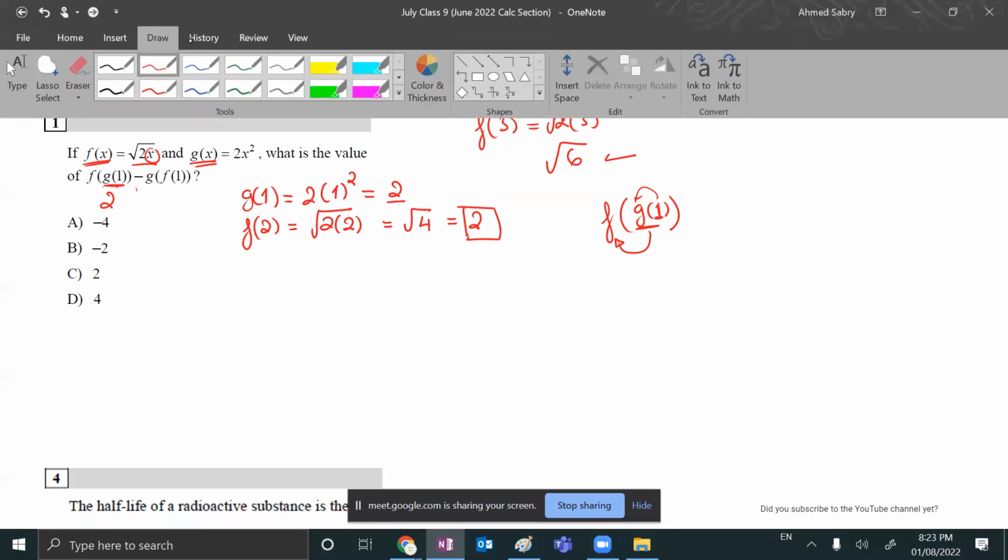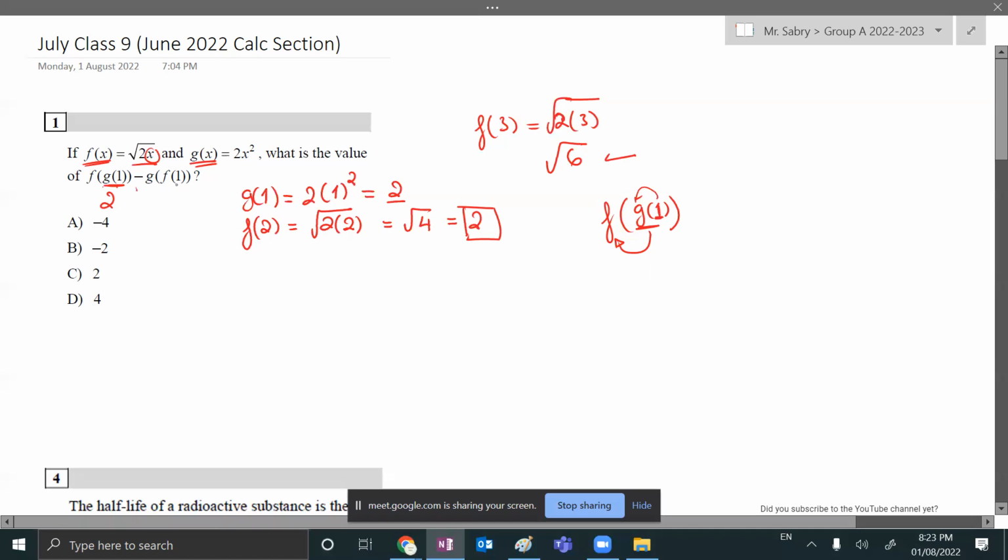Now let's get g of f of 1. So first we'll work inside out. The 1, I'll take it inside the f, and then whatever comes out, I'll take it inside the g. So the 1 goes into the f, meaning I get f of 1, which is root 2 multiplied by 1, so root 2. Then take this root 2 and substitute it into the g. So now g of root 2, which is 2 bracket root 2 all to the power of 2, which will result in 4. So this is g of f of 1, which is 4.